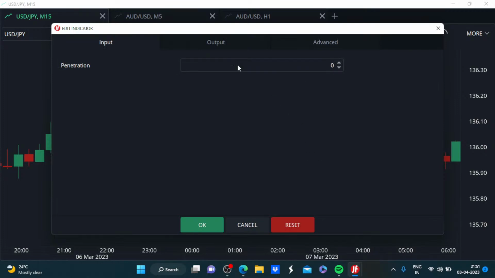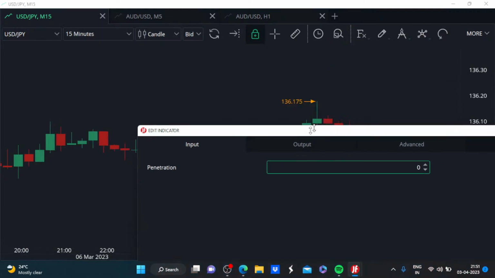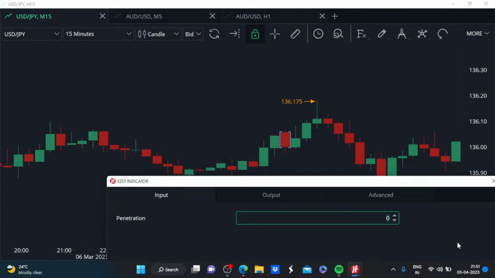For input, we can vary this penetration value. We can increase or decrease it. So that is one option provided on the chart. Let me try out a different combination. Let's see what happens when we take one. Okay, it has evaporated. Two, nothing. Three, because it is a rare formation, I think if we try out higher and higher values, it will even become difficult to spot it. So because of that, I think zero is a good option.